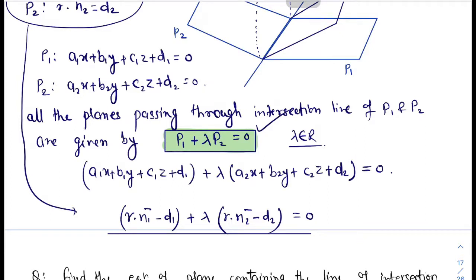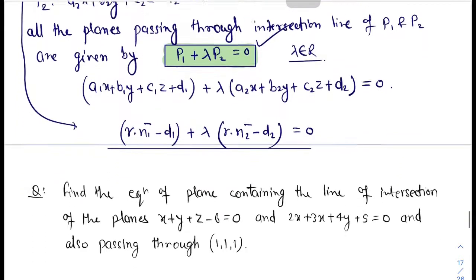You will just remember this thing, P1 plus lambda P2. Whether P1 and P2 are in vector form or Cartesian form, there is no change. Just write the first equation of the plane plus lambda times the other equation of the plane and equate it to 0. In order to calculate this lambda, there will always be an extra condition given in the question.